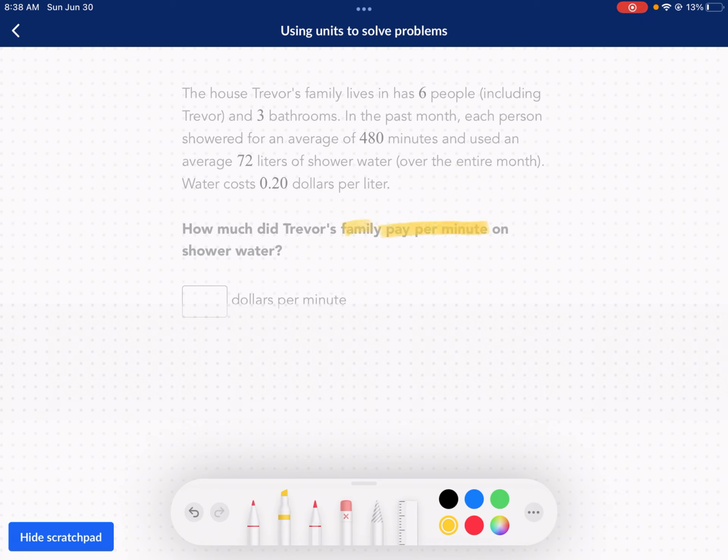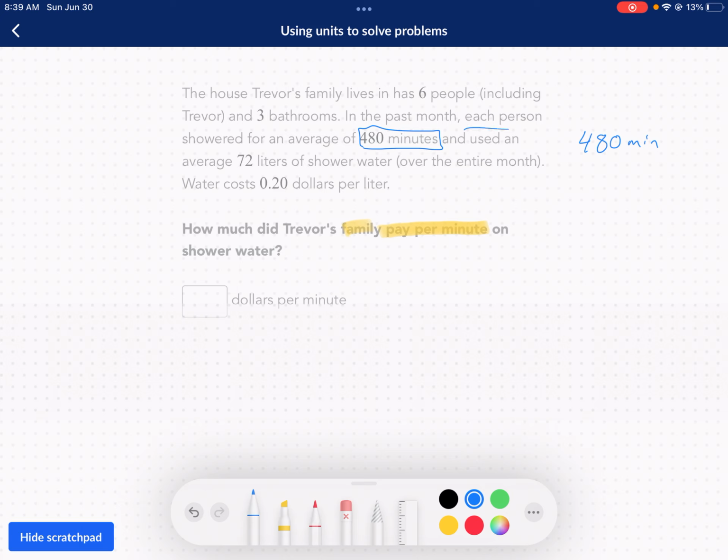Okay, and it's the family. So we need to total up all 6 people. Since we're only interested in the minutes, this is where we're going to start. We know that there's 480 minutes, and we want to know the per minute. So we need to know the total amount they spent. So they did 480 minutes.